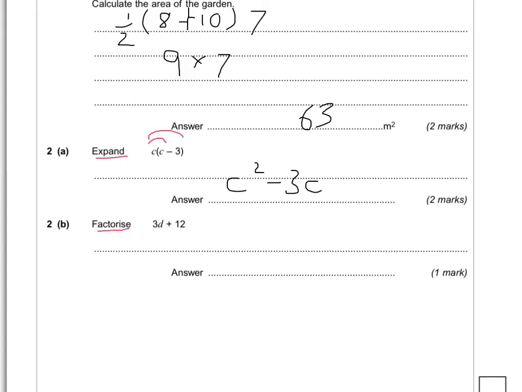2b, factorize 3d plus 12, looking for numbers and letters that are common to both. So you're looking for numbers common to 3 and 12, the highest common factor of 3 and 12, which is 3. And then you're looking also for letters they have in common, but they don't have any letters in common because the 12 does not have a letter. So it's 3, open your bracket, 3 upon d plus, and you're just really thinking, so it's 3 times d to get 3d, and it's 3 times what to get 12? It's 3 times 4 to get 12.